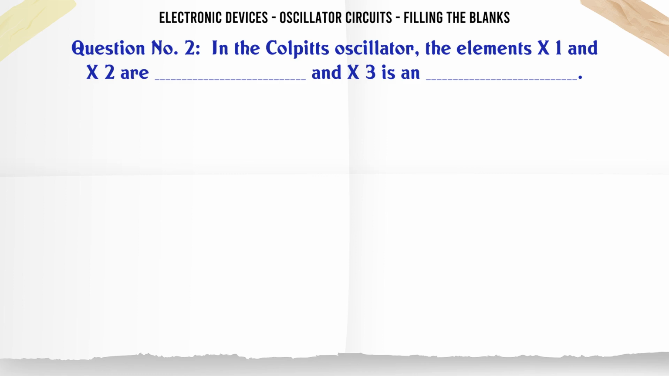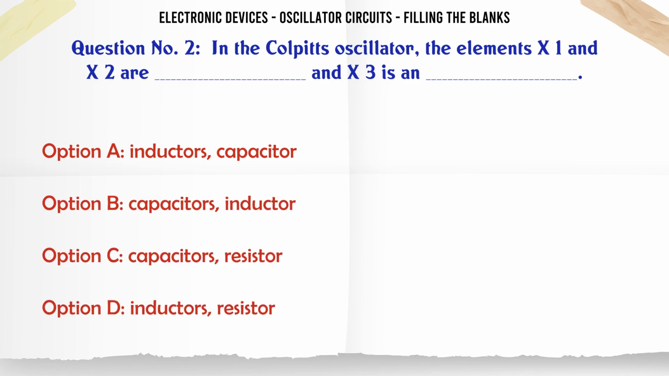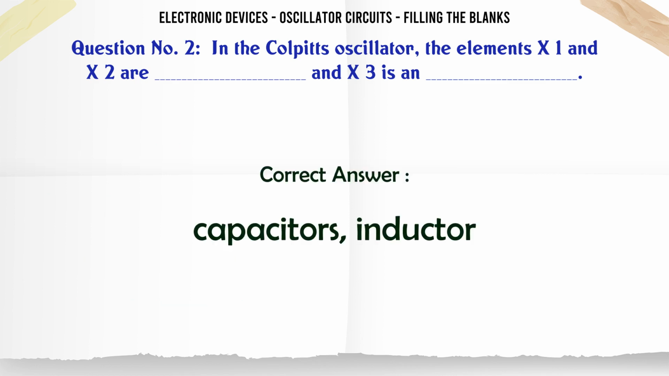In the Colpitts oscillator, the elements X1 and X2 are ___ and X3 is an ___. A. Inductors, capacitor. B. Capacitors, inductor. C. Capacitors, resistor. D. Inductors, resistor. The correct answer is capacitors, inductor.